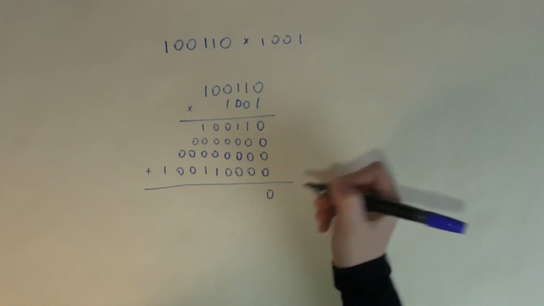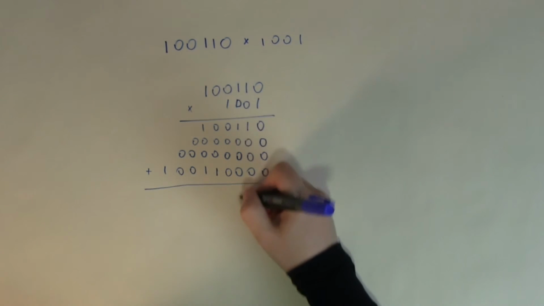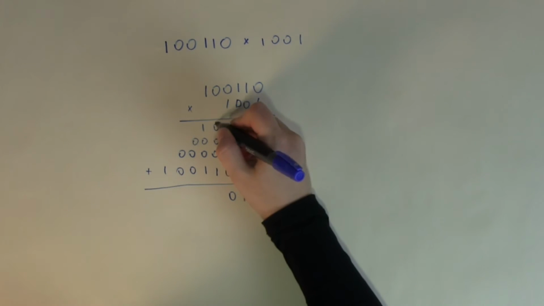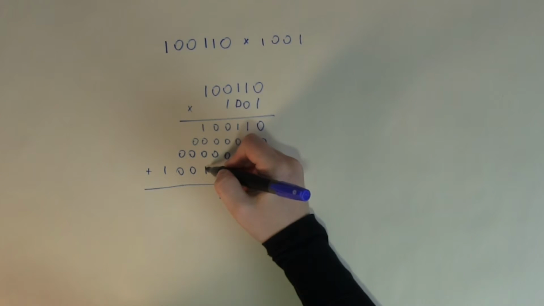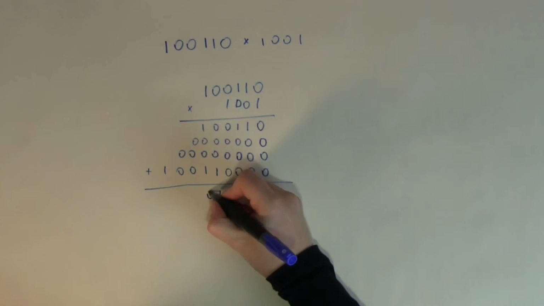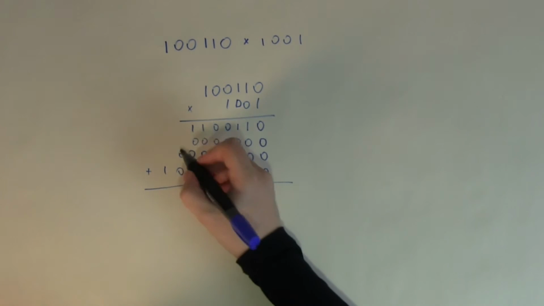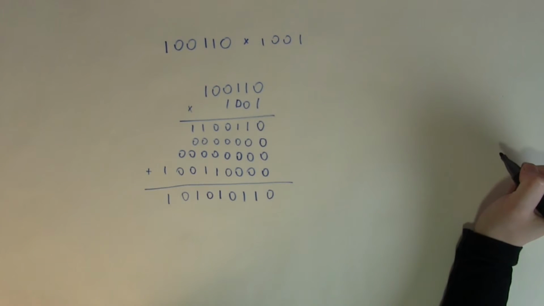So 4 zeros is still 0, 1 and 3 zeros is still 1, same in here. Again, a lot of zeros, just going to be 0. 3 zeros and a 1 is 1. 2 ones give you 0, carry the 1. 1 and 3 zeros give you 1. 2 zeros give you 0, and 1 plus nothing gives you 1.